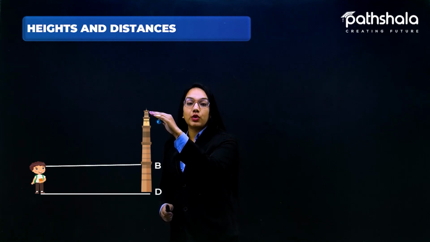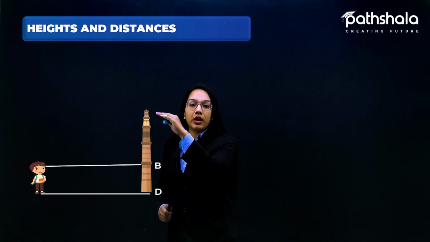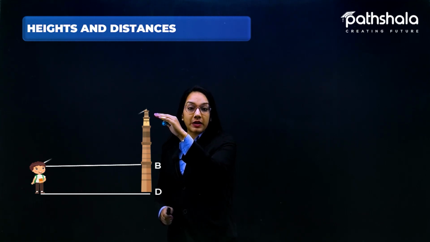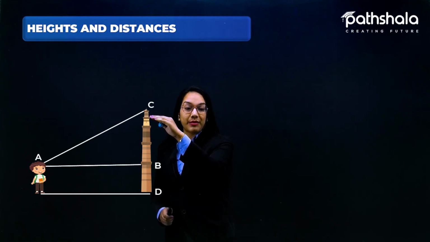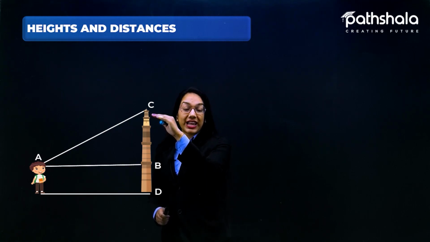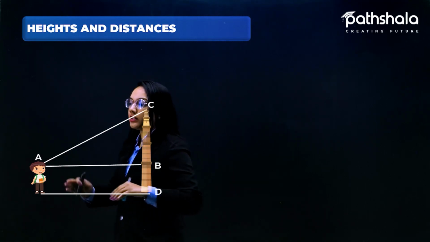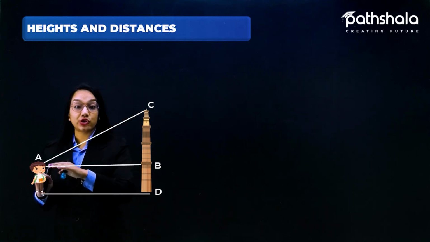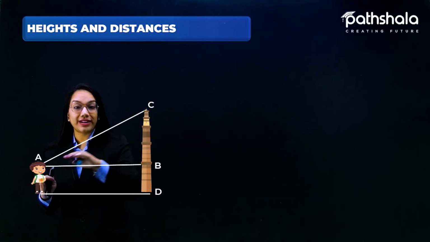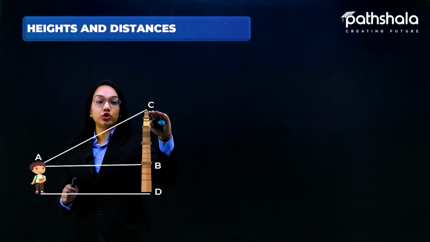Since the observer, this particular student, is looking at the top of this minar, let us suppose I join his sight, from his eye to the top of this minar, as this particular line segment, which is AC. So as you can see, the student is looking at the minar, and we have joined this AC from his eye to the top of the minar.